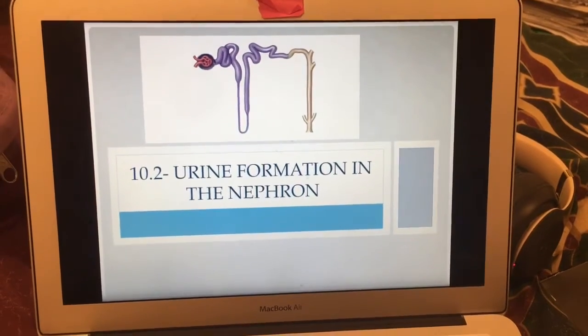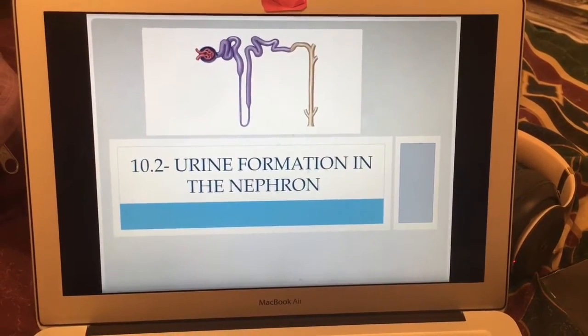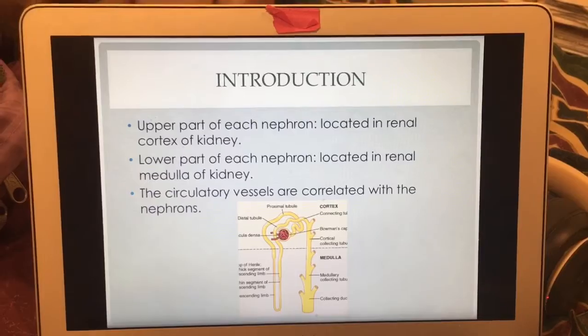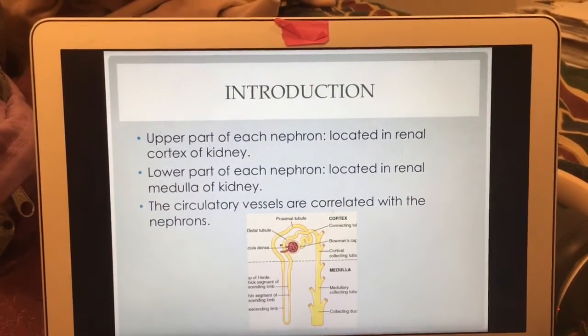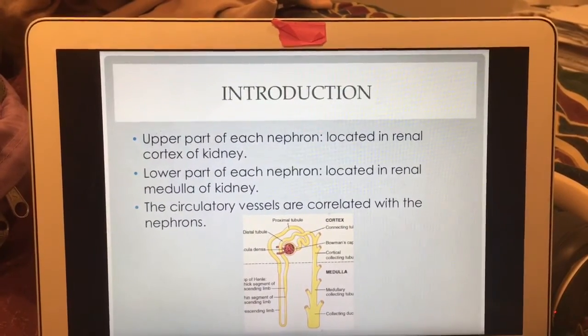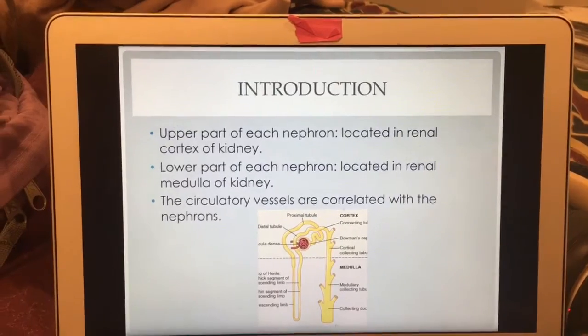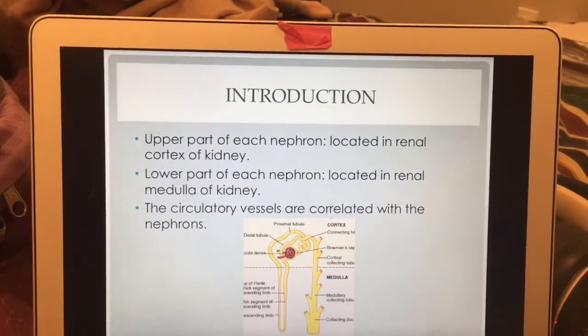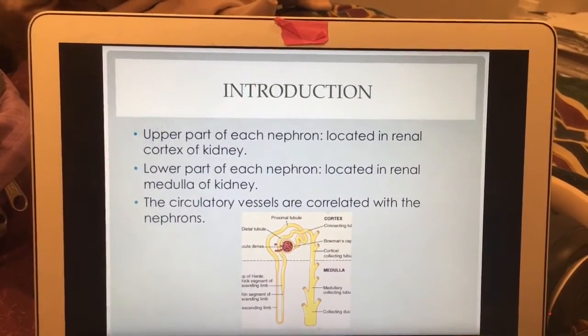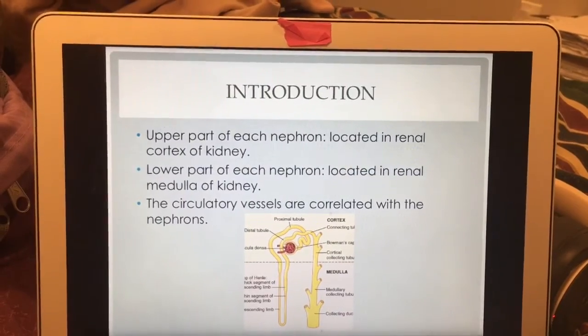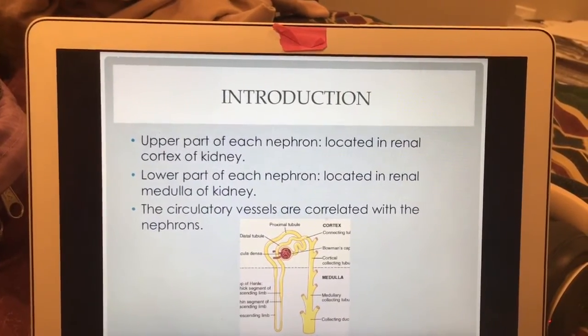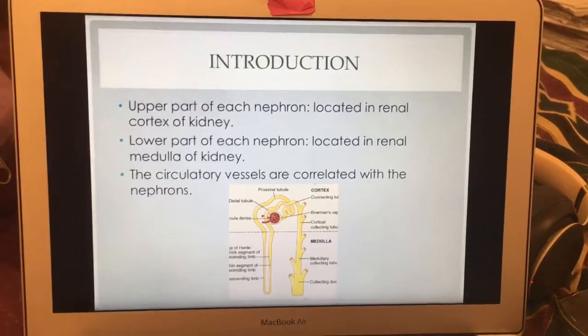Today we'll be discussing urine formation in the nephron. It is important to understand that the upper part of each nephron is located in the renal cortex of the kidney, and the lower part of each nephron is located in the renal medulla of the kidney. And the circulatory vessels are correlated with the nephrons.